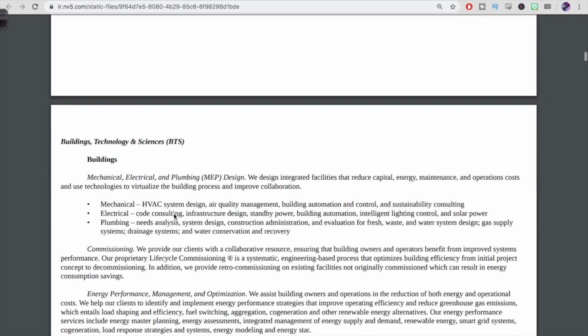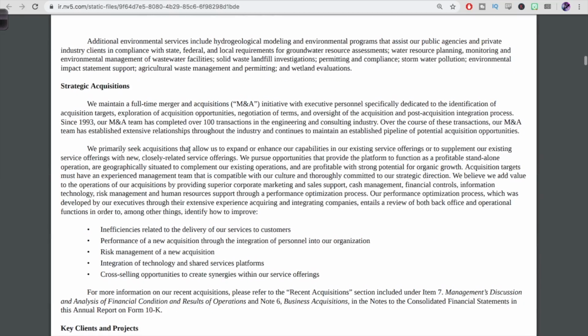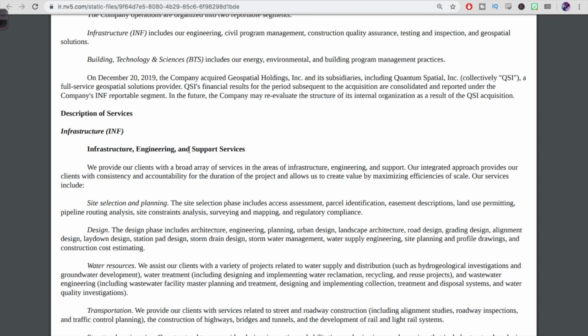And then we get down to business, technology, and sciences. You want to read through all the details about how this business makes its money. The most important thing about this is you need to understand how the business makes its money. One of the most important things of investing is you need to understand the business that you're investing in. If you don't understand how a business makes money, then you really shouldn't be investing in them.